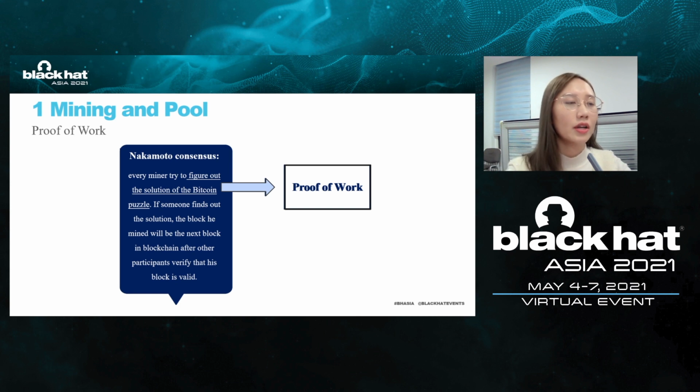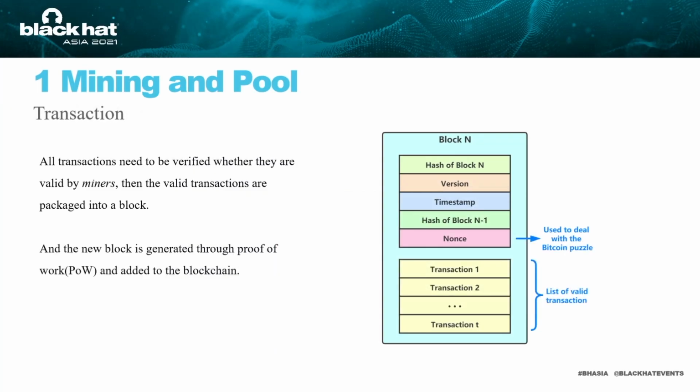Here I will take Bitcoin as an example to explain what proof of work is. Every miner tries to figure out the solution of the Bitcoin puzzle. If someone finds a solution, the block he mined will be the next block in the blockchain, after other participants verify that his block is valid. Before generating a block, all transactions need to be verified by miners to check whether they are valid. Then the valid transactions are packaged into a block. And the new block is generated through proof of work and added to the blockchain.